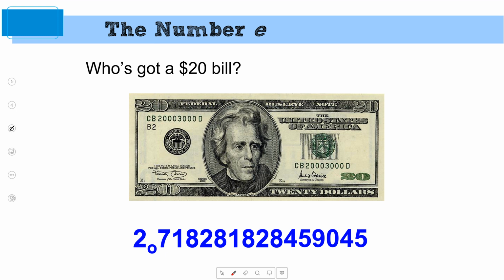Find the E button on your calculator. I found it. Beautiful. What does the calculator say? 2.718. It stops at 8. Okay, good. So this is more helpful because it takes it out further. Great party trick. Impress your friends.